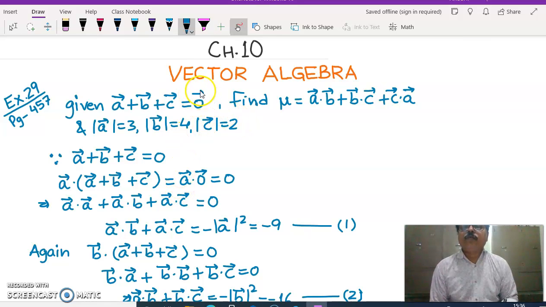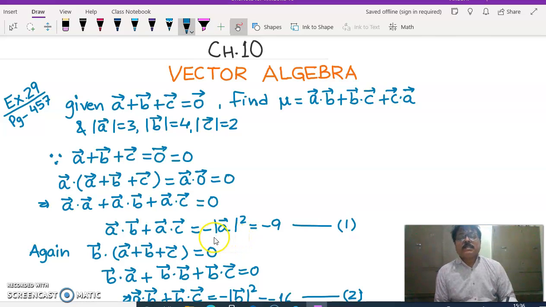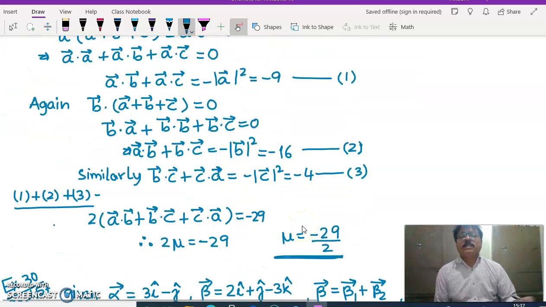Correct? Since A plus B plus C is equals to 0, 0 वेक्टर मतलब 0, dot product करते हैं A से, तो A dot (A plus B plus C) is equals to A dot 0, which is also a 0. So A dot A plus A dot B plus A dot C is equals to 0, and we all know that A dot A is magnitude of A का square. उसको right hand side में ले जाएंगे तो minus magnitude of A का square हो गया. Since magnitude of A is 3, so minus 9 is equation 1. So A dot B plus A dot C is minus 9.